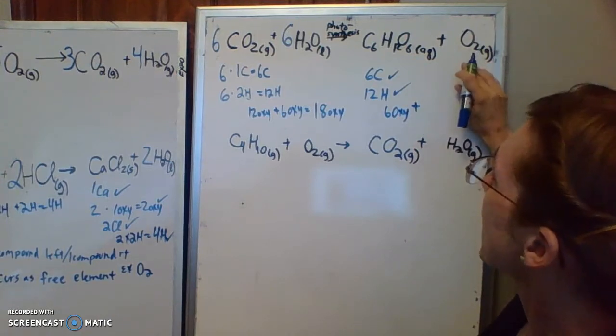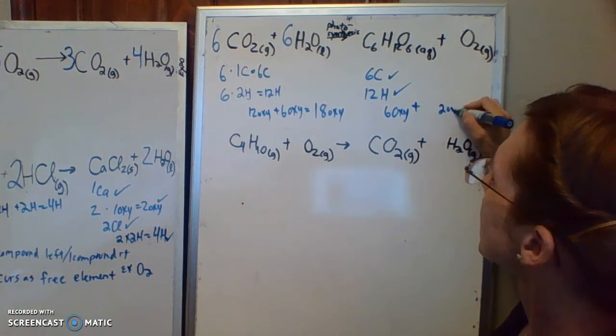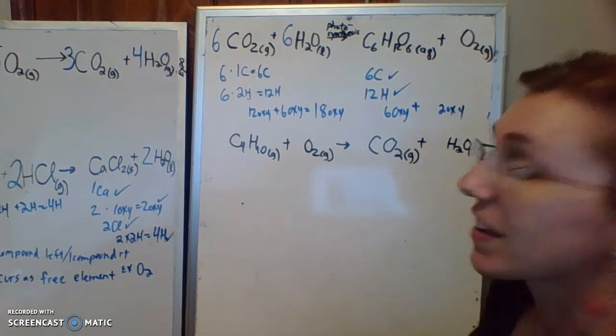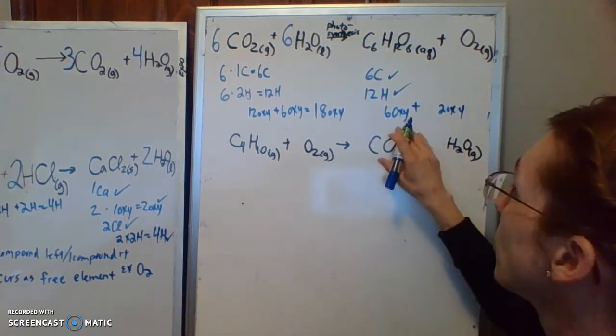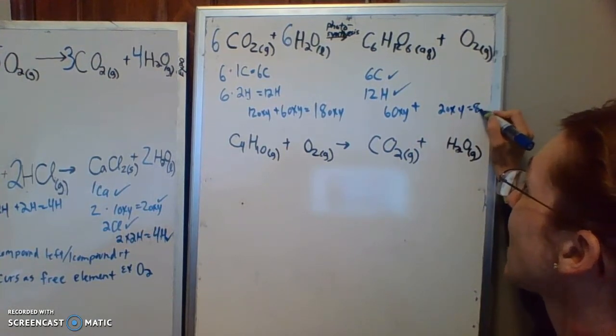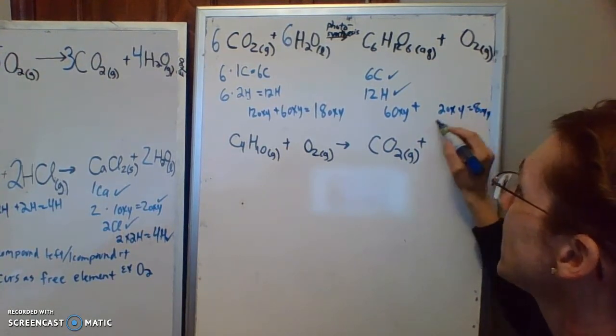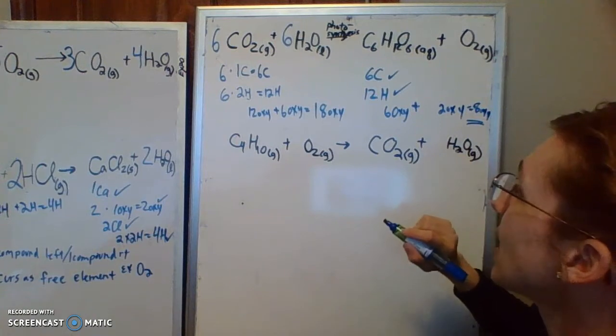And here's our free element. So as it's written, we only have 2 oxygens because it comes in sets of 2. Now, when we add these up, we only get 8 oxygens. So clearly we need more oxygens on this side.